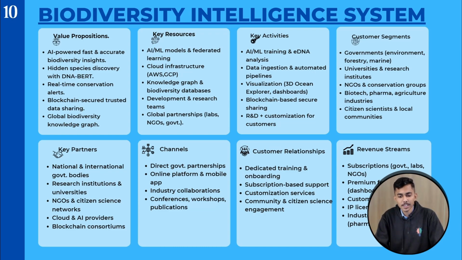Next is our biodiversity integration system: value propositions, key resources, key activities, customer segments, revenue streams, customer relationships, channels and key partners. We are going to implement all of these. We are building a scalable and future-ready platform that can support scientists, policymakers and conservation researchers in solving global ecological challenges. It also helps to solve problems related to nature and biodiversity. These are the problem statements and solutions. Thank you so much.